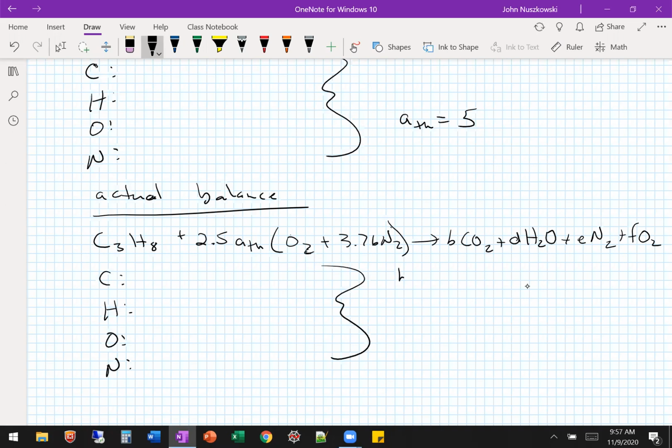So we end up with B3, D4, E something, 1.5 times 5, and F is our 2.5. All right, so let me write it. E is 7.5, and F ends up being just 47. Okay.